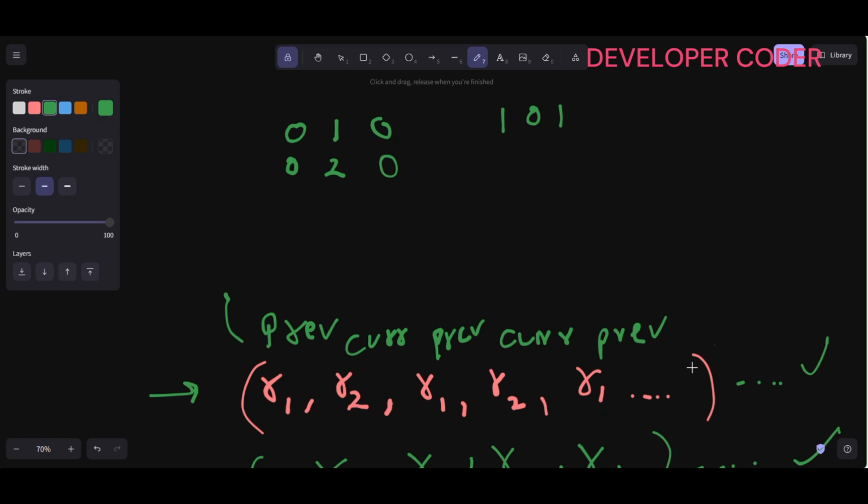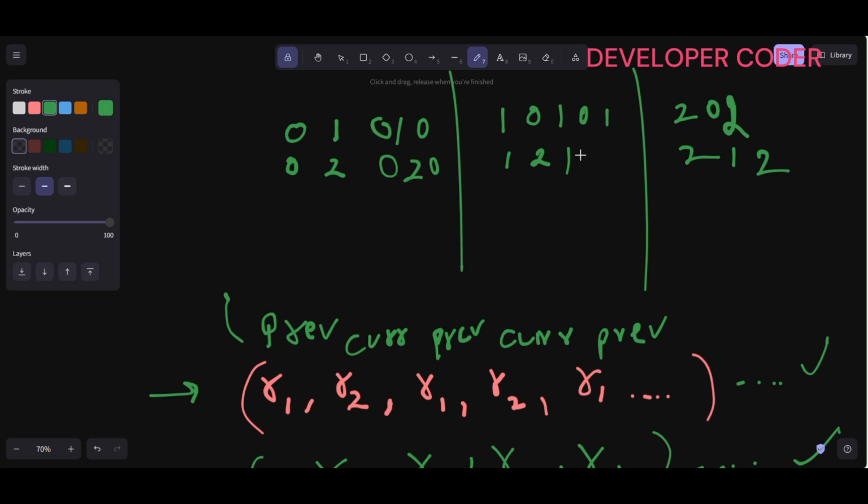r1 r2 r1 r2, this will repeat. Or you can say 1 2 1. Or you may have the scenario 2 0 1 2, or 2 0 2, or 2 1 2. This will repeat, like 0 1 1 0, like this, 0 2 2, like this, 1 0 1 0 1, like this.